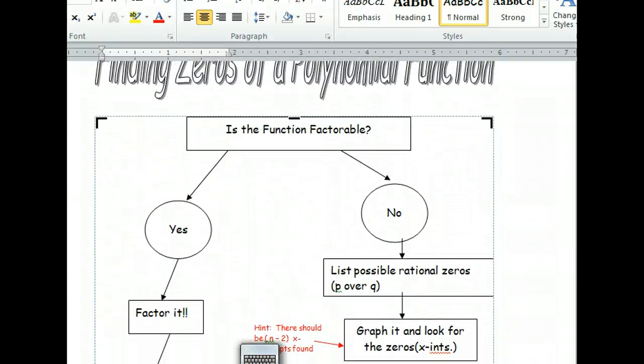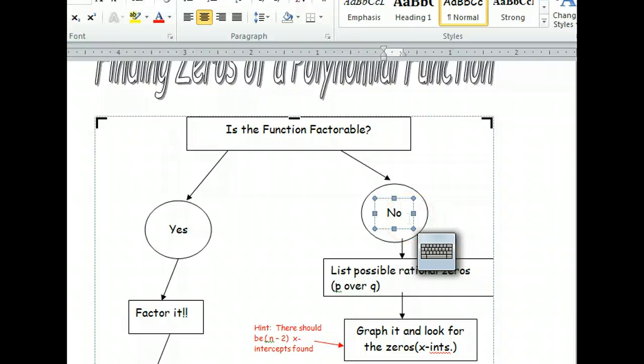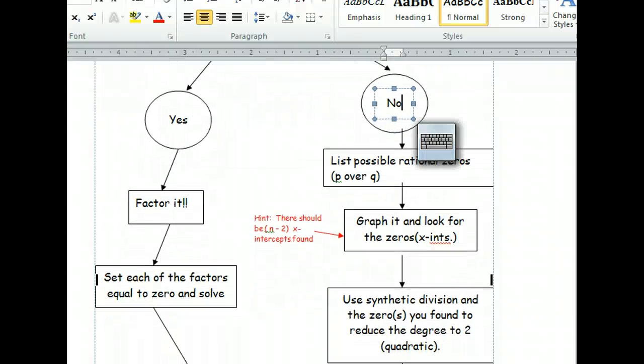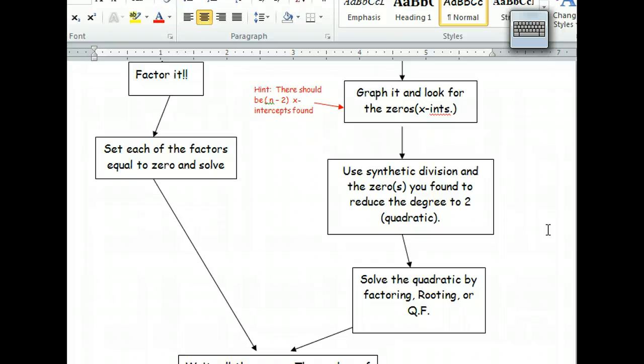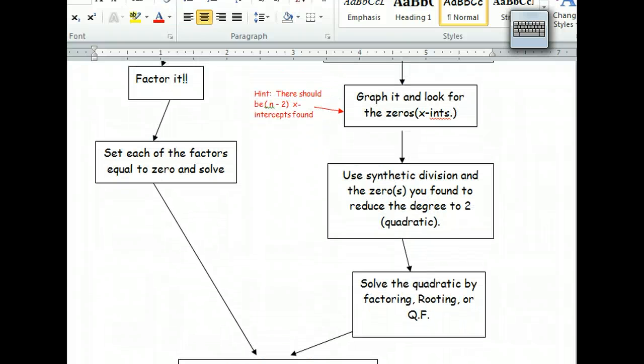If it's not factorable, then I have to start off by listing all the possible rational zeros. I'll then graph the function using my graphing calculator, and I'll look for the real rational zeros in the form of the x-intercepts on the graph. I'll use those zeros and synthetic division to reduce my polynomial to a degree 2, a quadratic. The reason I want to get to a quadratic is no matter what quadratic I'm given, I can solve it either by using the quadratic formula, factoring, or maybe using the square root method.